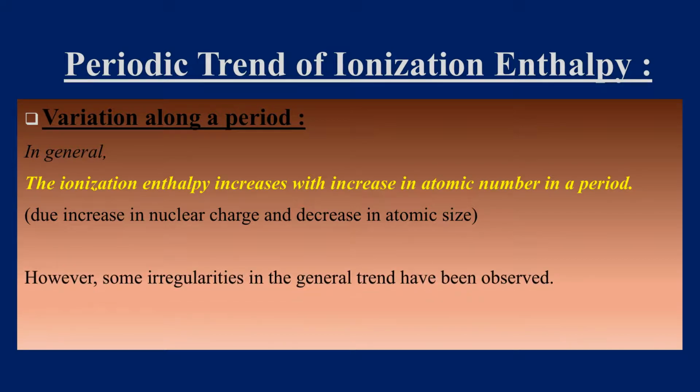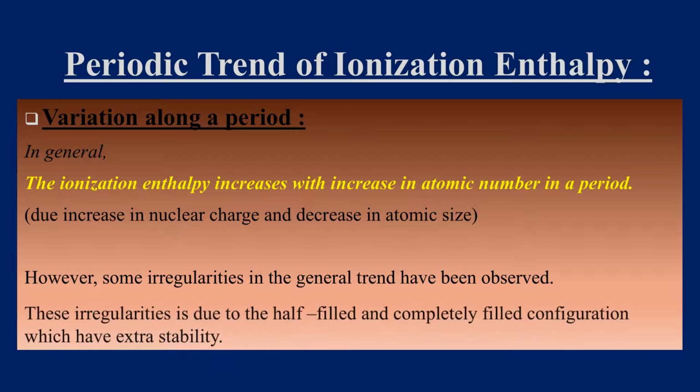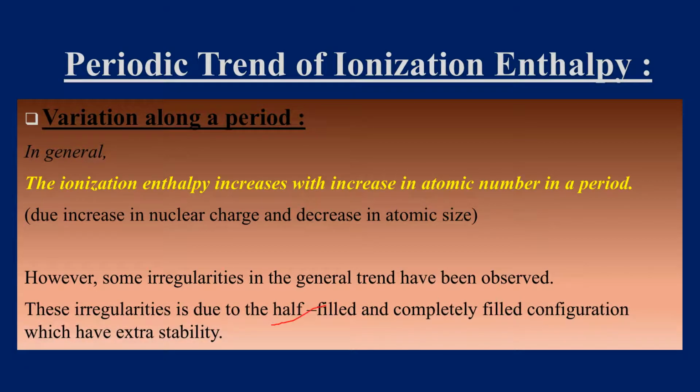However, some irregularities in the general trend have been observed here. These irregularities are due to the half filled and the completely filled configurations. जो हमें इन irregularities इस ट्रेंड में मिलती हैं, क्योंकि इन जनरल आयनाइजेशन एंथैल्पी इंक्रीज करती है, बट जो irregularities कुछ आती हैं आयनाइजेशन एंथैल्पी में, it is due to the half filled and the completely filled configuration which have the extra stability. As I already told you, half filled and completely filled orbitals have extra stability. So to remove an electron from a half filled and completely filled orbital, it is difficult.